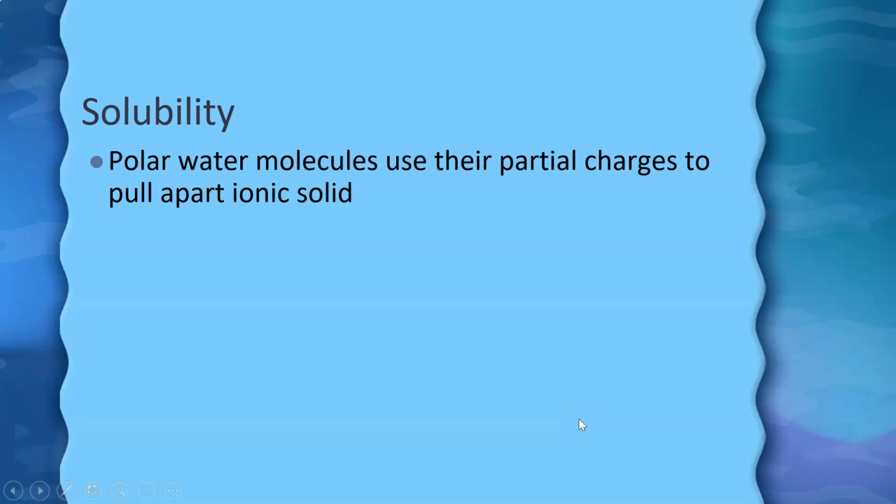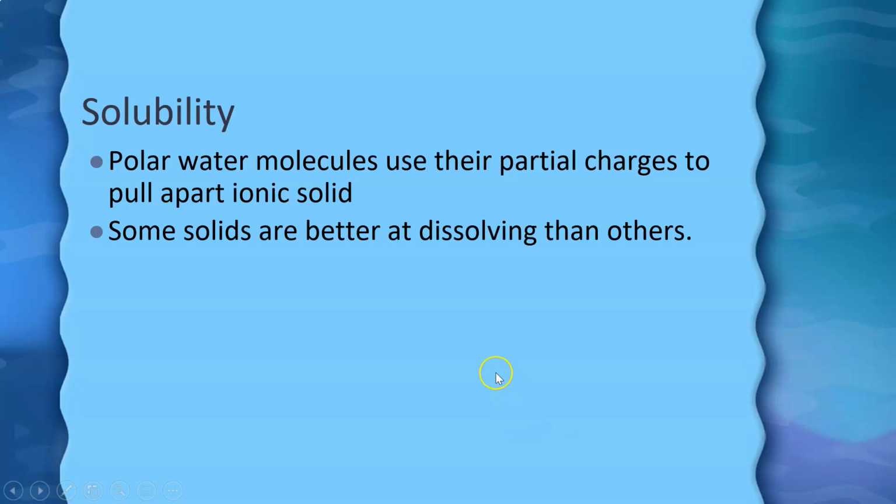So if I'm thinking about an ionic solid like what we had on the last page, our polar water molecule is going to smash into the crystal and use the kinetic energy of the collision to knock the ions off. And then the partial charges of the water will solvate the ions to help keep them apart.